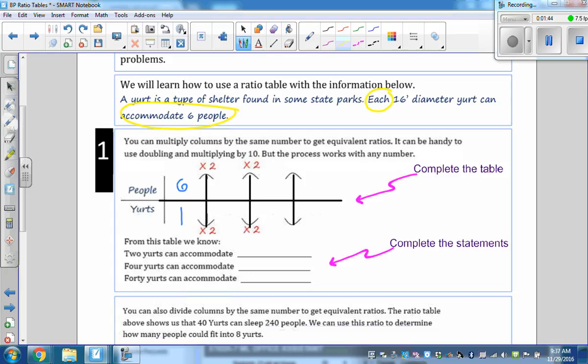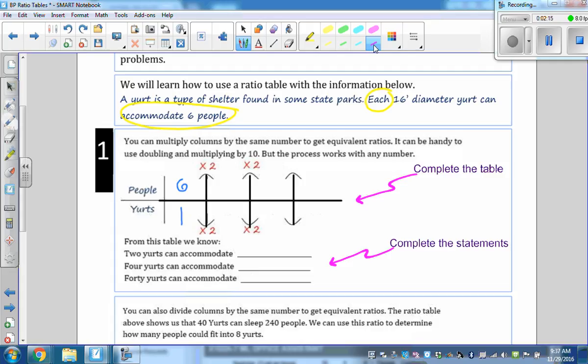So the way this was set up was kind of to teach the skill. And I have all of the directions in red. But eventually you're going to have to do a problem where there's no directions. So we're going to pretend for a minute like there were no directions and just do the guided reading. You can multiply columns by the same number to get equivalent ratios. It can be handy to use doubling and multiplying by 10. But the process works with any number.